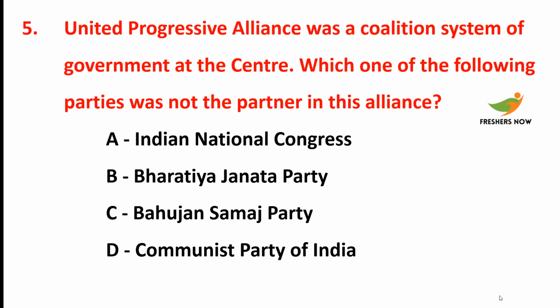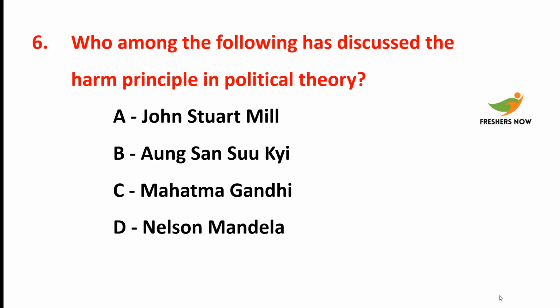Fifth question, United Progressive Alliance was a coalition system of government at the center. Which one of the following parties was not the partner in this alliance? And the answer is B, Bharatiya Janata Party. Sixth question, who among the following has discussed the harm principle in political theory? And the answer is A, John Stuart Mill.